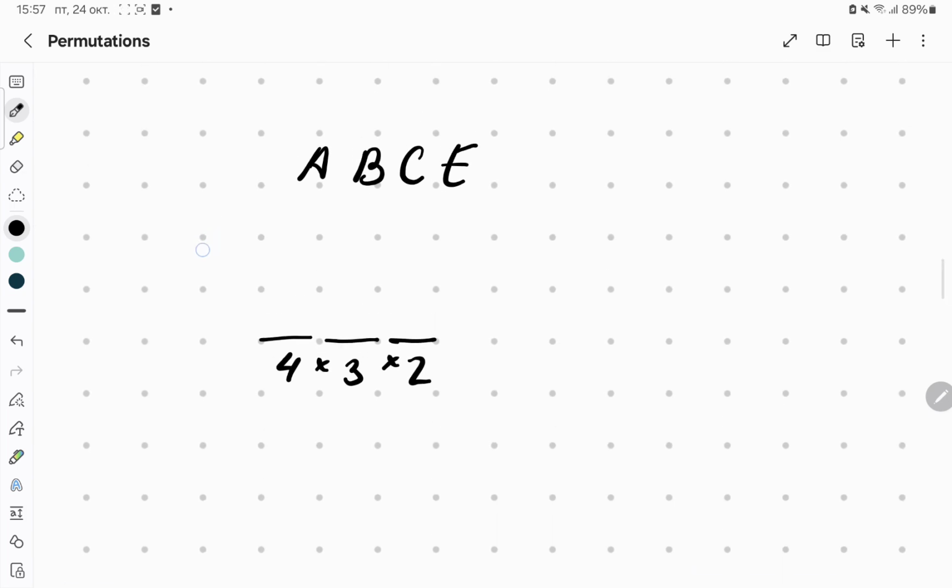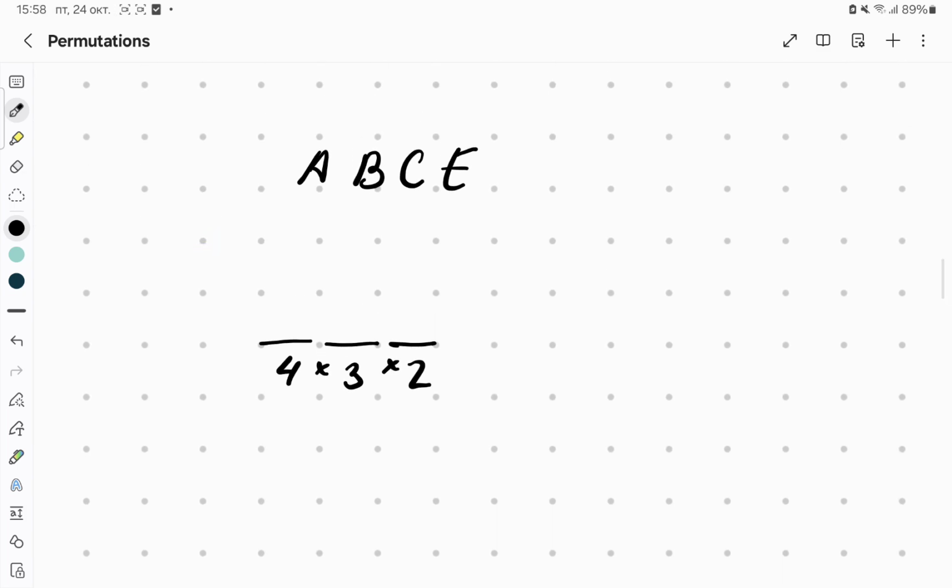And what if the number of letters is not 4 like here? It will be, let's say, 7. So 7 letters like A, B, C, D, F, G, for example. So we have 7 letters total. So for the first place, as we did before, 7, 6, and 5. Okay, so now it's pretty much clear. Now we have to multiply.